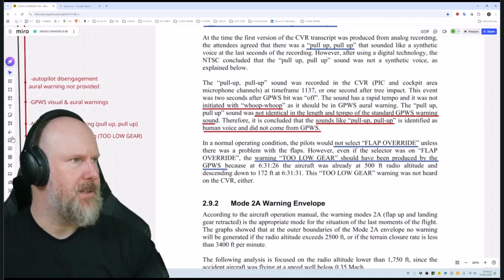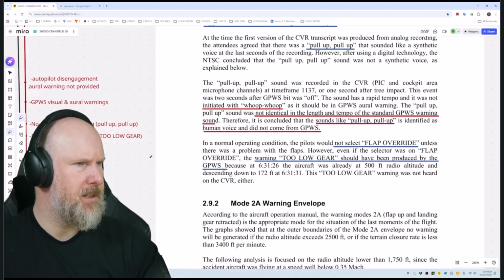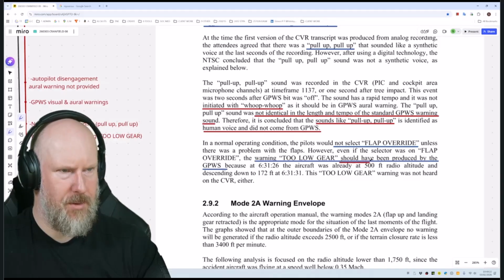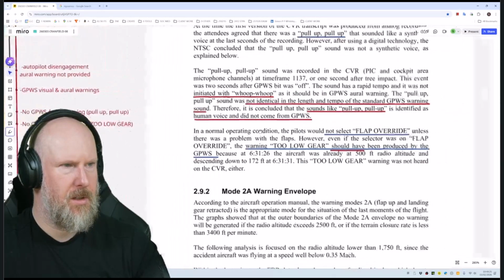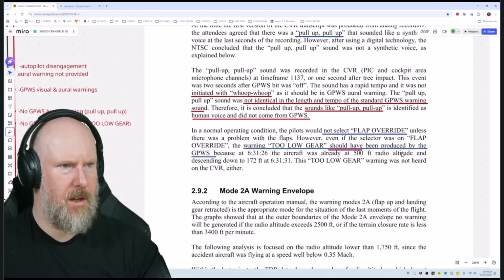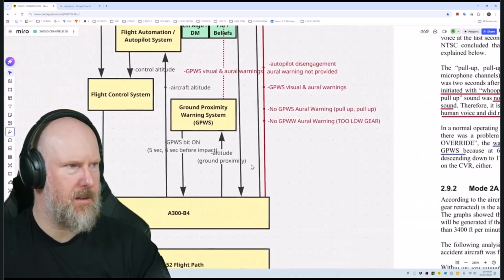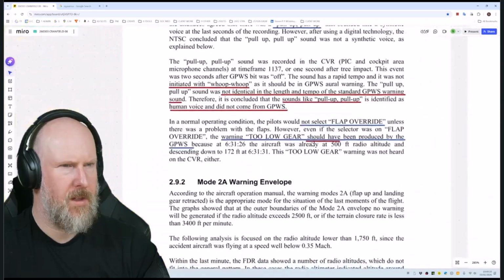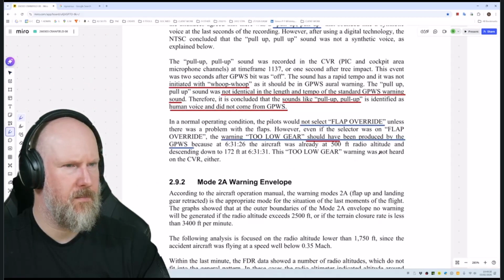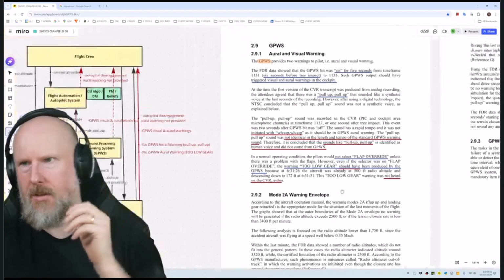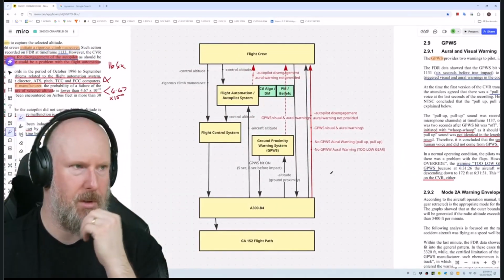This is really interesting, because it should have been produced. So there should be one of those at 500 feet altitude, so altitude ground proximity, but it was not heard. Okay, so before we continue, let's have a think about this through the control loop perspective.